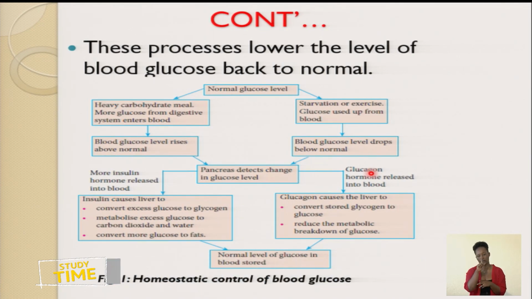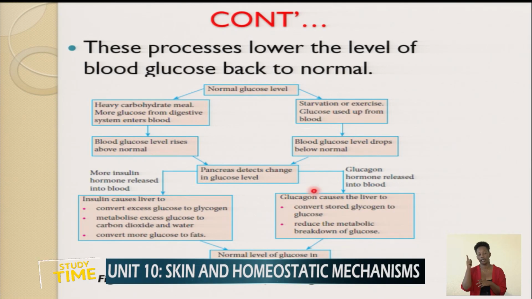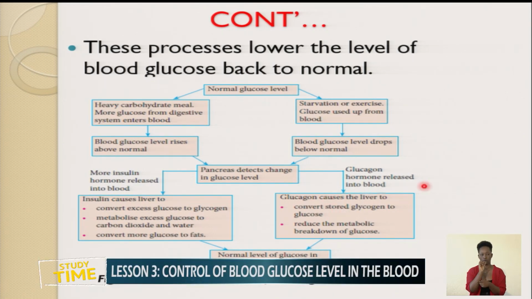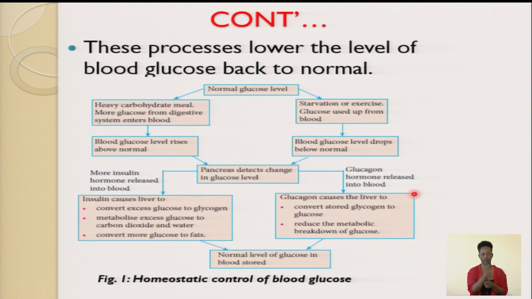The glucagon will stimulate the liver to convert the stored glycogen to glucose. The second process is reducing metabolic processes. That is, the other metabolic processes have to be reduced, all right? And now the glucose level will go to a normal level. On that side, that is to say, when the glucose level in the blood is very high, we have very many people who are suffering from diabetes.